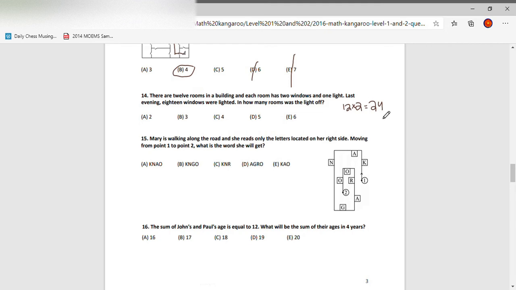And it said 18 windows were lighted. Remember, each room has 2 windows. So that means 18 divided by 2 equals 9. So we actually didn't even have to find out that there are 24 windows, because we can just subtract 12 minus 9 to get that 3 rooms had the light off. So the answer for number 14 is B.